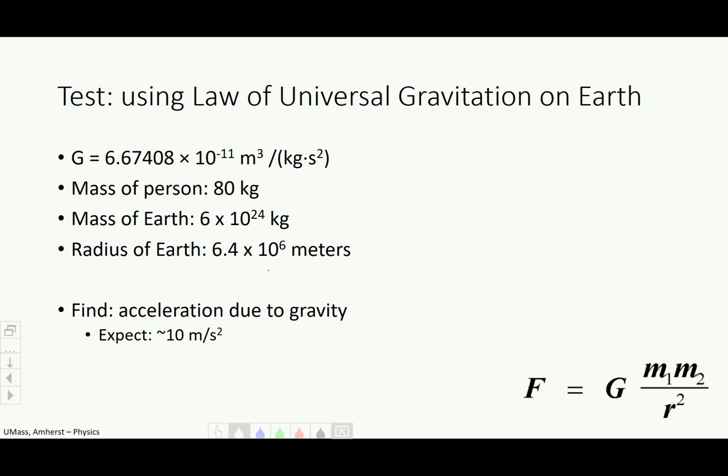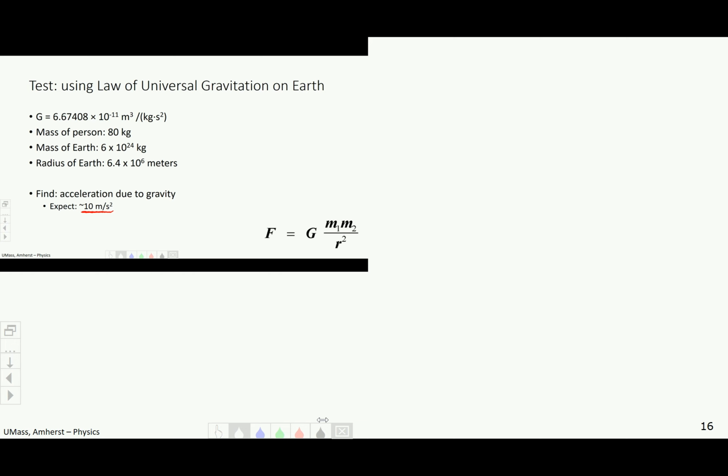Quick test. Let's use the law of universal gravitation here on Earth. We're just going to test it. We're going to see if we get anywhere close to what we generally use for the acceleration due to gravity. We expect that we would end up with 10 meters per second squared. So let's see if we get anywhere close to that. We're going to use F equals G m1 m2 over r squared. We're going to say this is for a person.